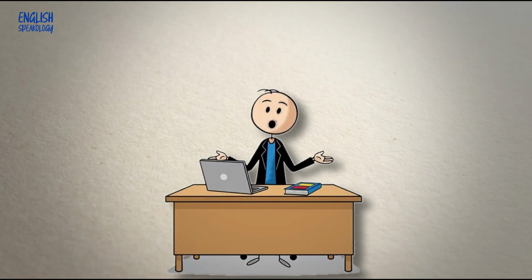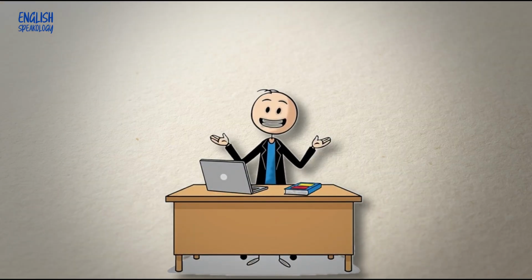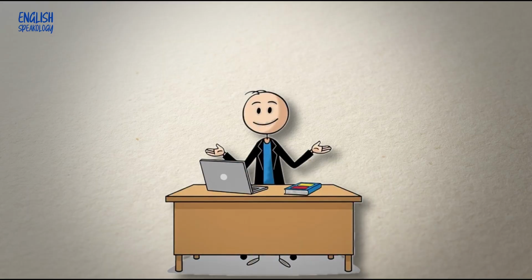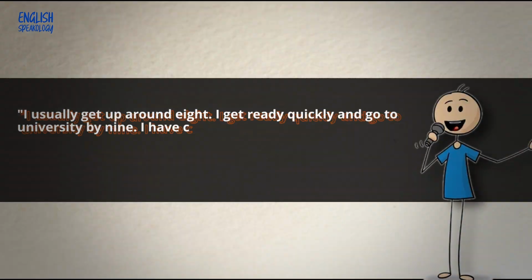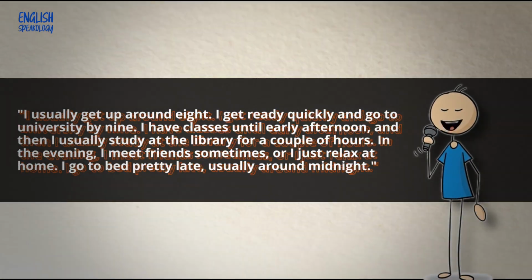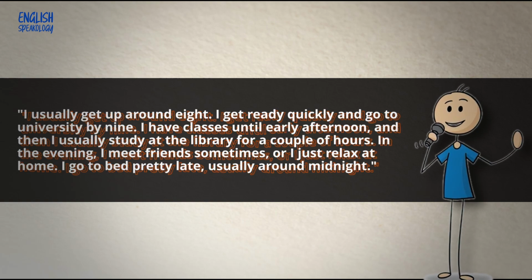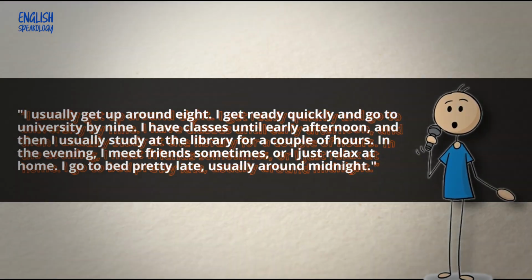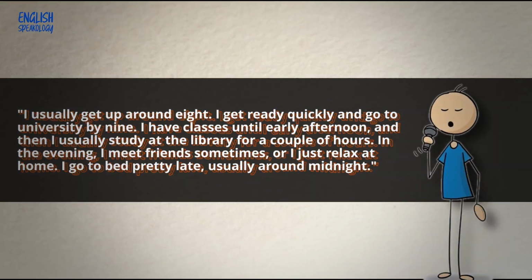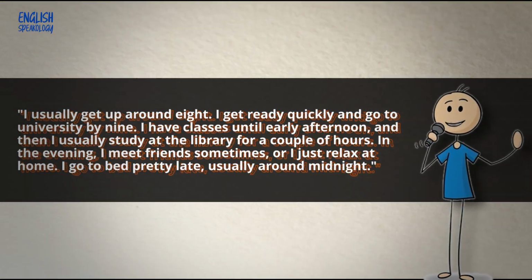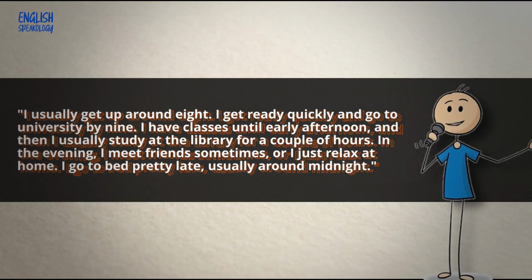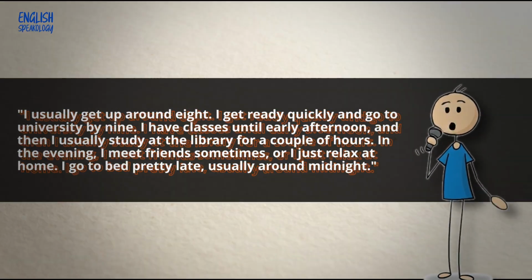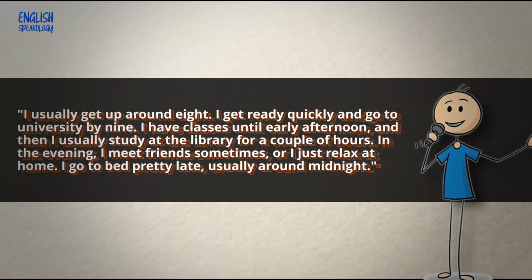Let's try one more example, this time for a student, so you can see how the same structure adapts to a different life. I usually get up around 8. I get ready quickly and go to university by 9. I have classes until early afternoon, and then I usually study at the library for a couple of hours. In the evening, I meet friends sometimes, or I just relax at home. I go to bed pretty late, usually around midnight. Again, same simple building blocks, only the details changed.